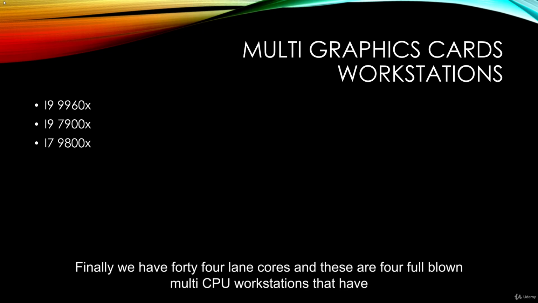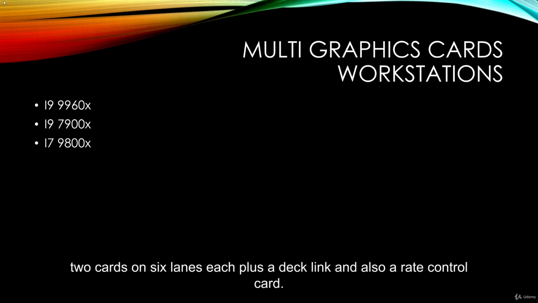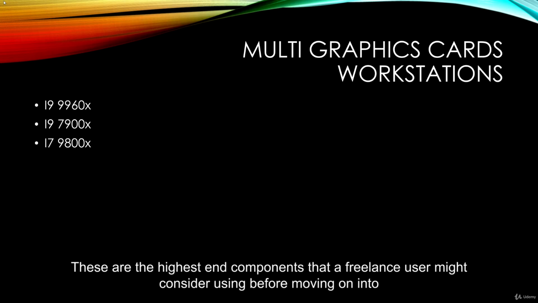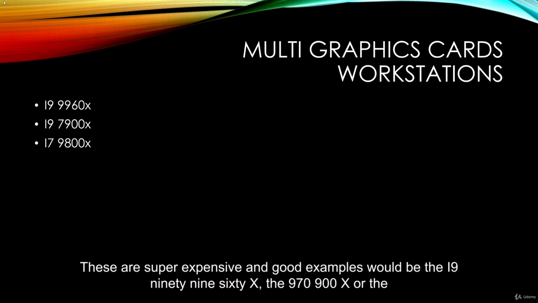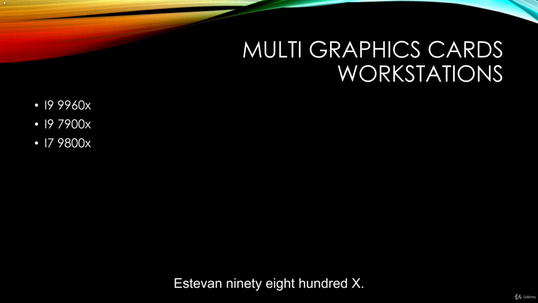Finally, we have 44 lane cores, and these are for full-blown multi-GPU workstations that have 2 cards on 16 lanes each, plus a DeckLink and also a RAID control card. These are the highest end components that a freelance user might consider using before moving on into server setups and multiple processor workstations that you might find in large facilities. These are super expensive, and good examples would be the i9-9960X, the i9-7900X, or the i7-9800X.